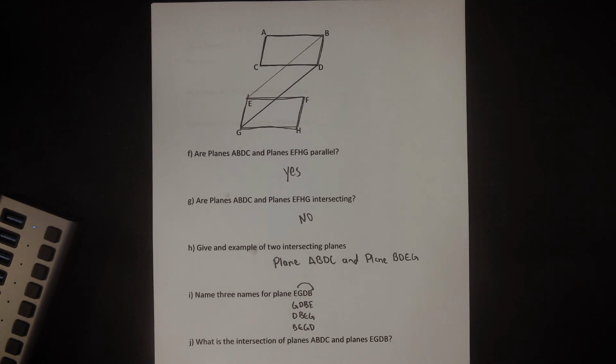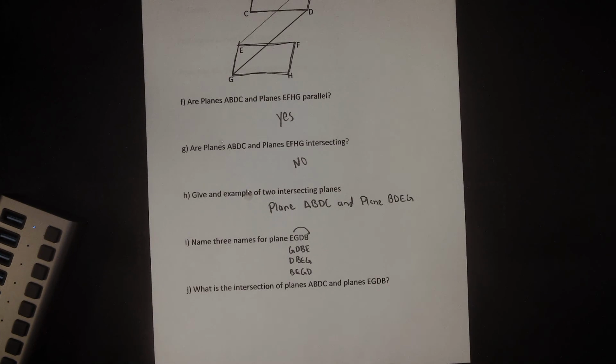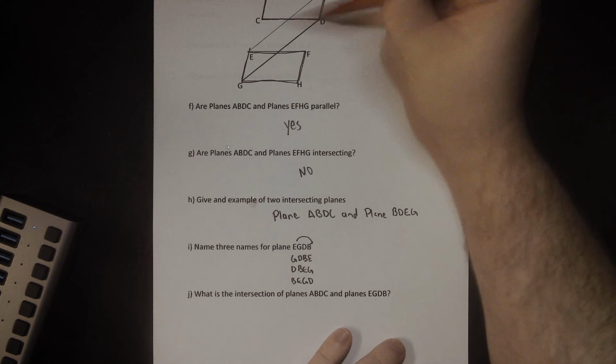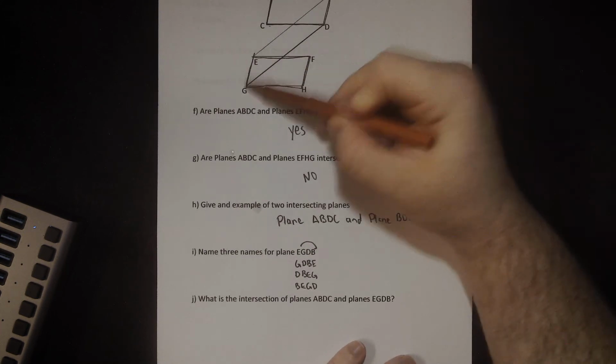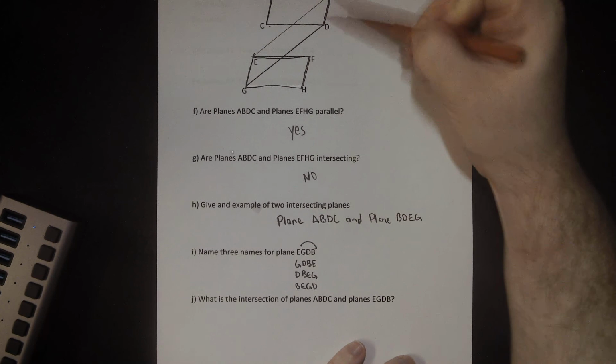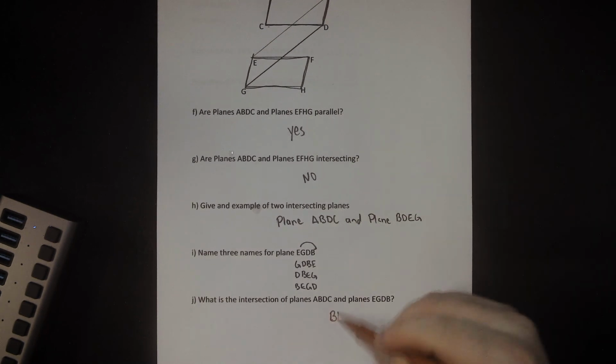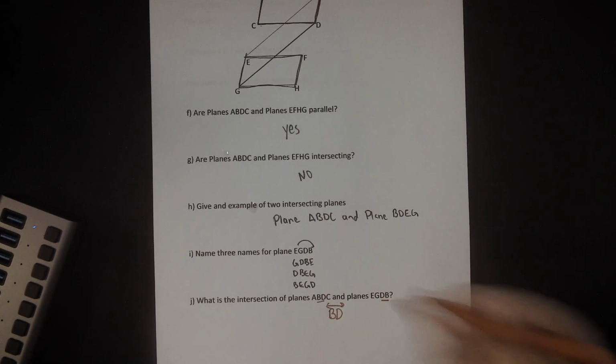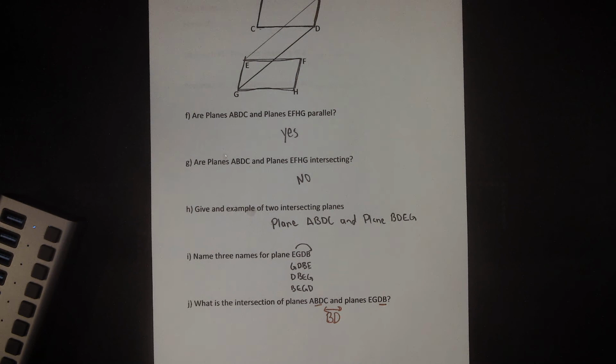What is the intersection of planes A, B, D, C and planes E, G, D, B? Well, 2 planes will intersect at a line. So, we got A, B, D, C, and E, G, D, B right there. They're going to intersect at this line here, B, D. And you can kind of see that because BD is contained in both of the planes. So that's a good hint to it.